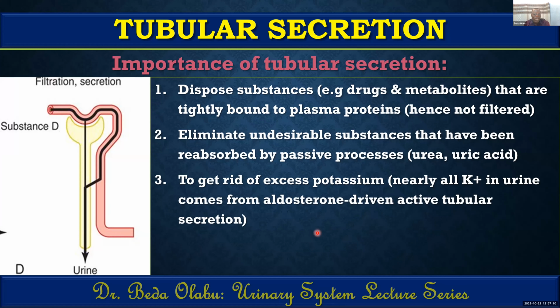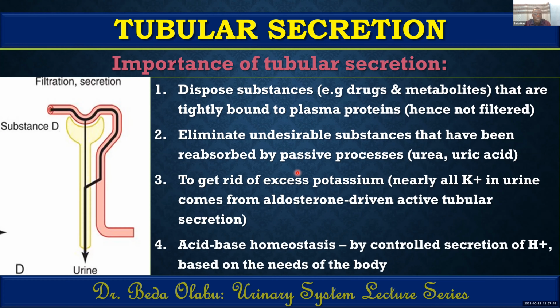It's also important to get rid of excess potassium. You realize that potassium is almost reabsorbed fully when it goes through the renal tubules. It's reabsorbed fully. So if there was no tubular secretion, you'll hardly find potassium within urine. Almost all the potassium that is found in urine is actually a result of tubular secretion based on aldosterone mechanisms. Tubular secretion is also important for acid-base balance. This is through the regulation of hydrogen secretion based on the needs of the body.